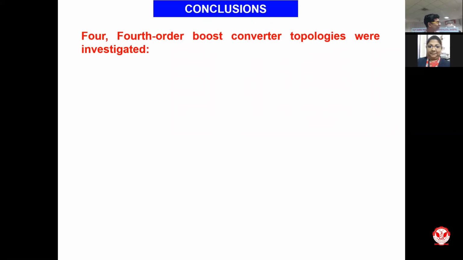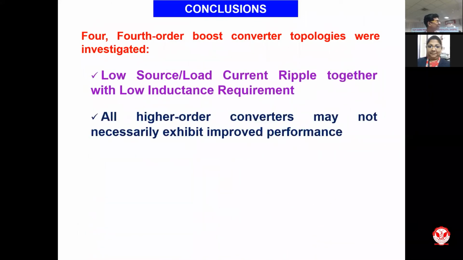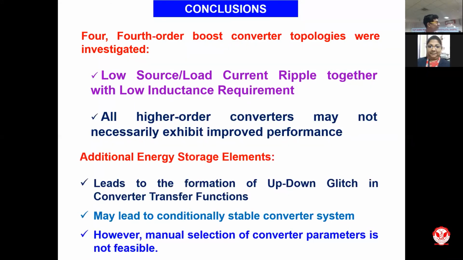So the conclusions for this are: you have four fourth order boost converter topologies which were investigated, with low source current and load current ripple together with low inductance requirement. All higher order converters may not necessarily exhibit improved performance, and additional energy storage elements may lead to the formation of up down glitch in the converter transfer functions, which may lead to conditionally stable converter systems. So this optimized design needs to be there.